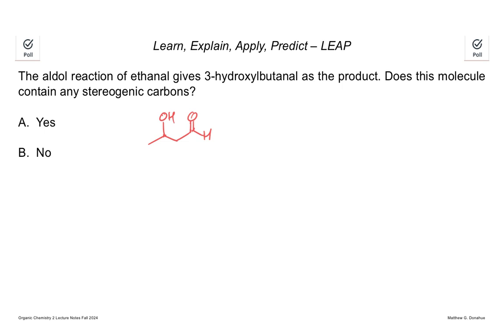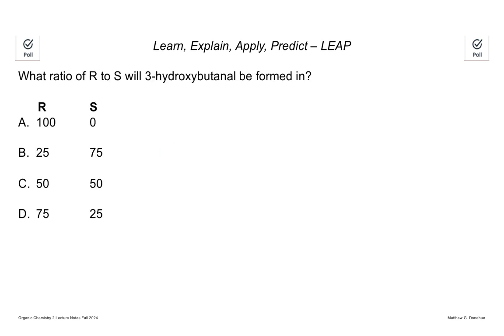So the beta carbon is a stereocenter. So we have 2 to the 1, we get 2 stereoisomers. And as I said, they have to be formed in a 1-to-1 mixture because there's nothing else that's going to discriminate or control that distribution.